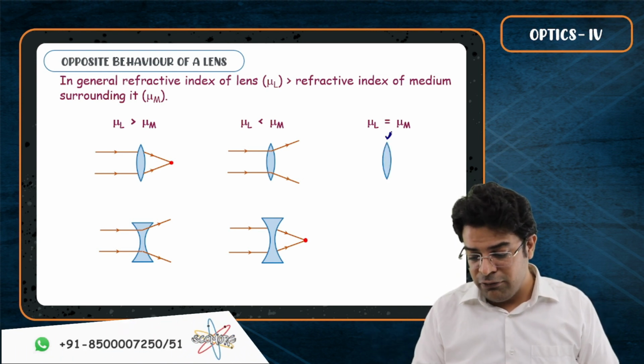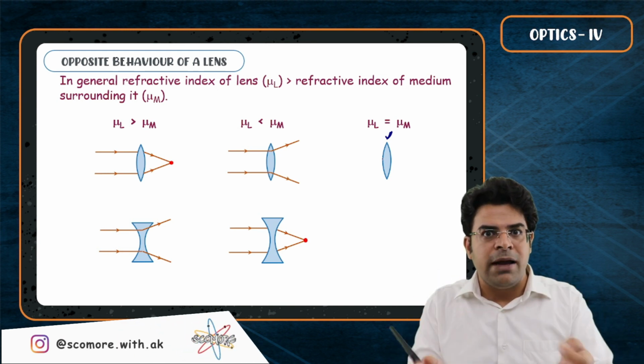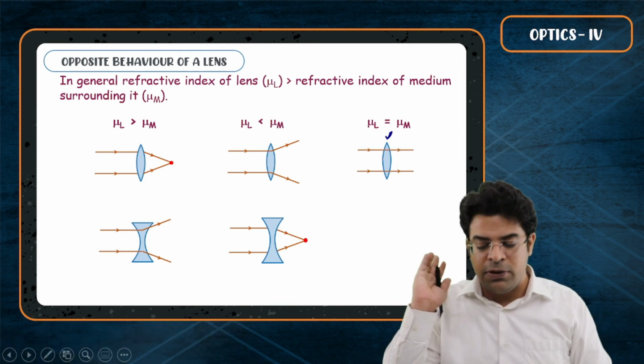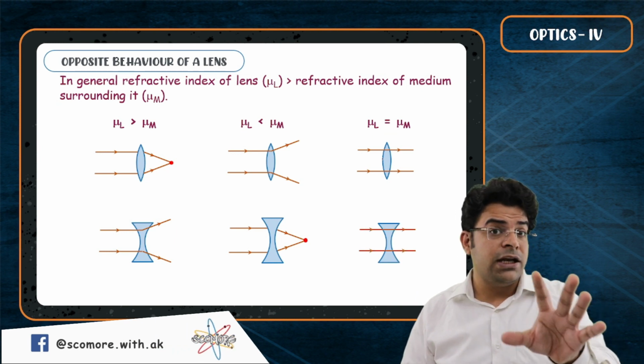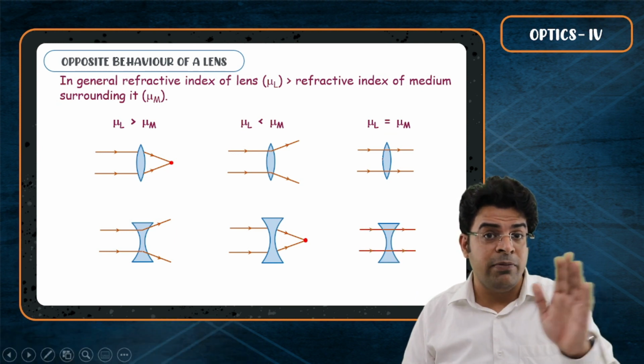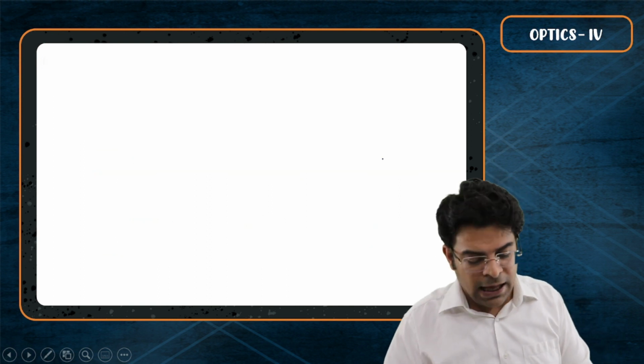So if you have a convex lens placed in a surrounding having the same refractive index, then the rays will simply pass straight. And the same is the case for a concave lens placed in a medium of exactly the same refractive index. Now let's start talking from the basics about lenses.